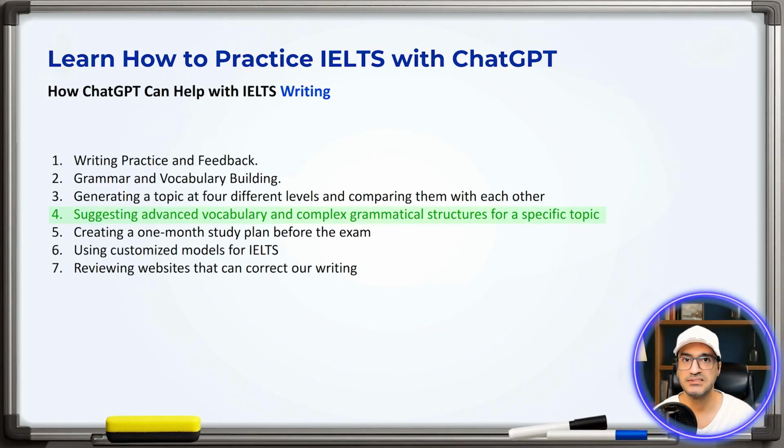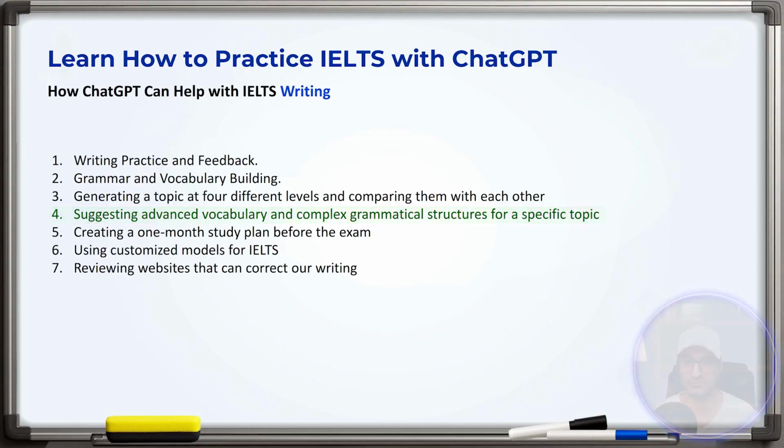The next step is suggesting advanced vocabulary and complex grammatical structures for a specific topic. The next thing is to ask it to provide the following items for the specific topic. For example, cinema: 10 advanced vocabulary words, 10 complex grammatical structures related to this topic, and 5 idioms or expressions.